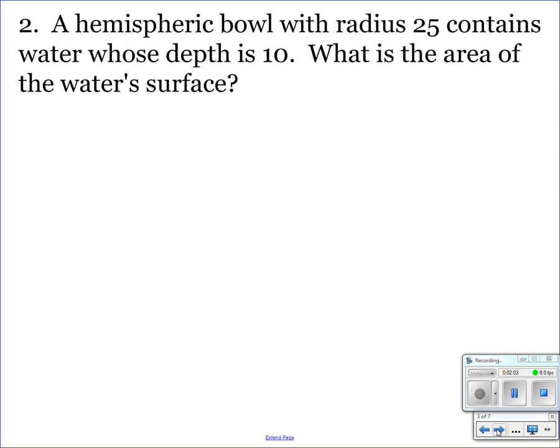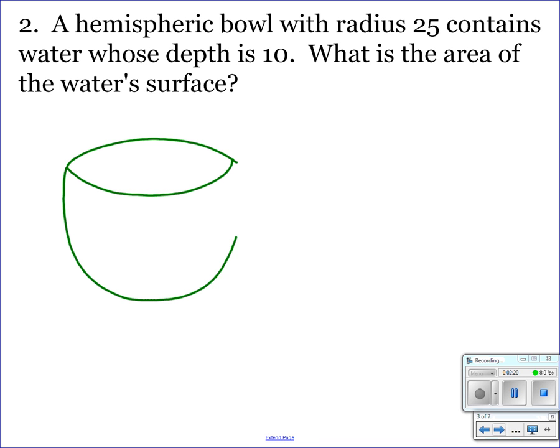All right, number 2. A hemispheric bowl with a radius of 25 contains water whose depth is 10. What is the area of the water's surface? So we have a bowl, and that's a hemisphere where this radius is 25. Now I have water in our bowl where the depth of that water is 10. So I need to find the radius.